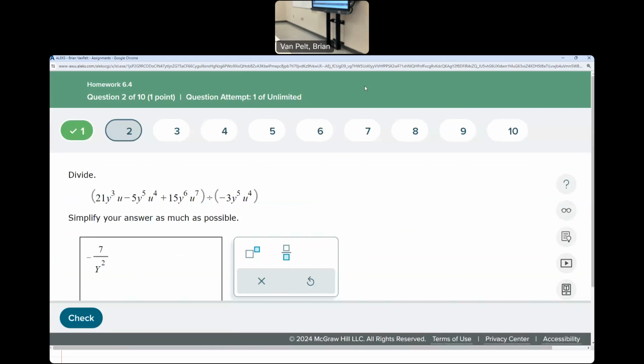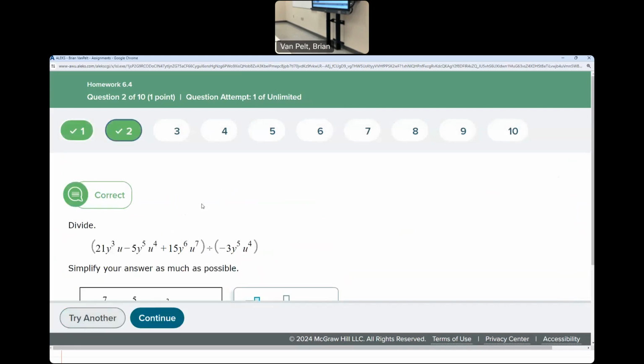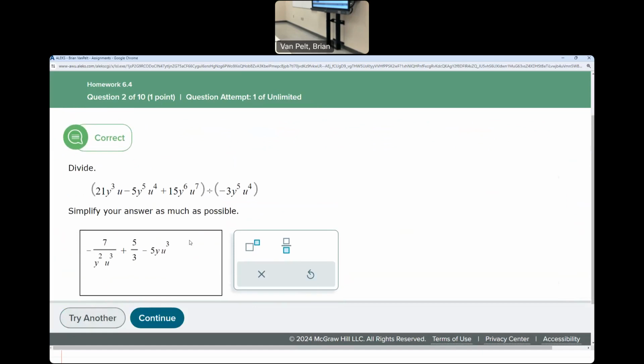Wonder if I could take off for this. Do you see what I did? I got my caps on. I don't know if it cares about that or not. We had y squared and u to the third. Yep. And we have plus 5/3. Yep. And minus, and for the last one, we had 5y u cubed. Let's see if that's what they were looking for. Good. Guys are good? Any questions?